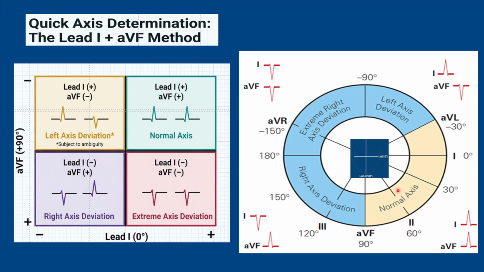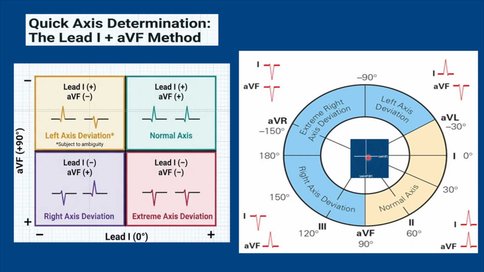And if lead 1 is negative, in this case we go to the other direction. So this is the negative direction for lead 1. And then for AVF, if it is positive, this is the positive direction. Here, this is right axis deviation.